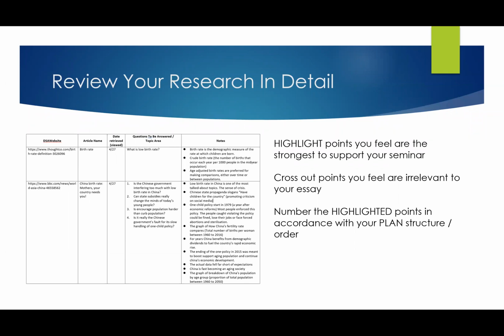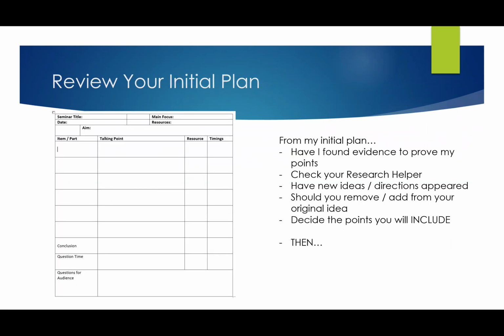So then you want to review your research in detail. So highlight the points that you feel are strongest to support your seminar. Cross out the points you feel are irrelevant to your, I've written essay, your seminar, and then number the highlighted points in accordance with your plan, structure, and order. So you're just using your research helper to highlight what you're going to include and then number that in accordance with your plan.